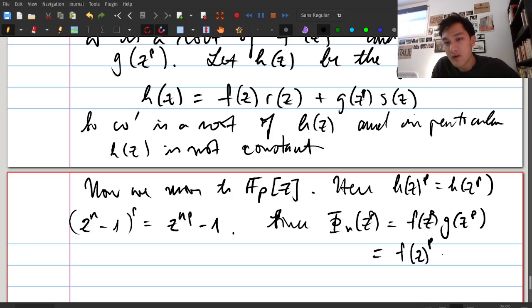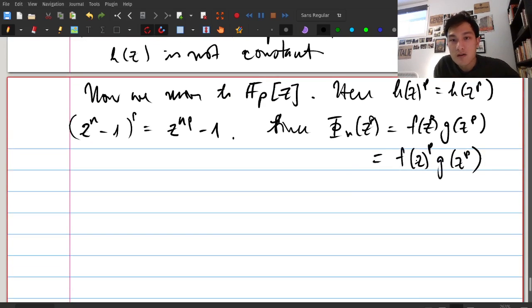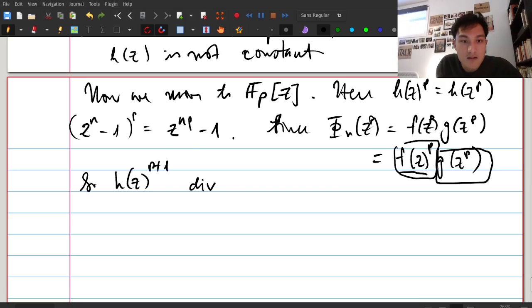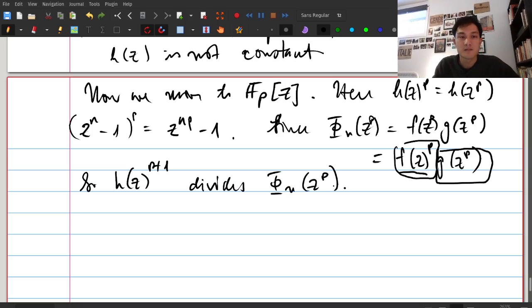Now you pull the p out of one of them, but you leave it there for the other. We know that h divides this, so h divides this, and h also divides this. If h divides this, then h to the p divides this whole thing, and h also divides this still, so h of z to the p plus 1 divides phi n z to the p. Does that make sense? We're just counting divisors here, counting how many times h divides this polynomial.